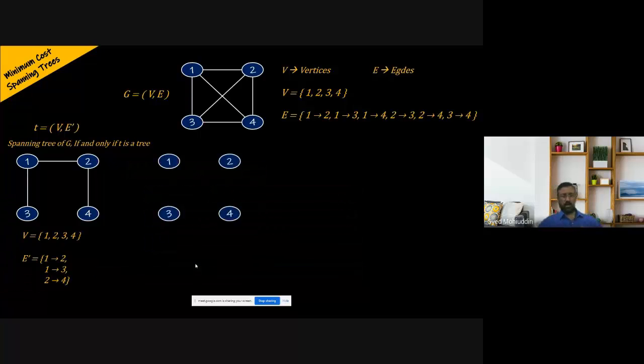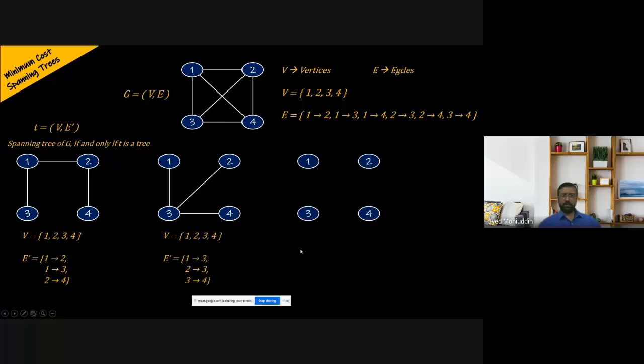Then it's not that we can only have one spanning tree. There can be any number of spanning trees. For example, let us look at another set of edges which we use to create a spanning tree. Number of vertices will be same, but let us say we have an edge between 1 to 3, 3 to 2, and 3 to 4. These edges are already there in the graph. So this also becomes one of the spanning trees.